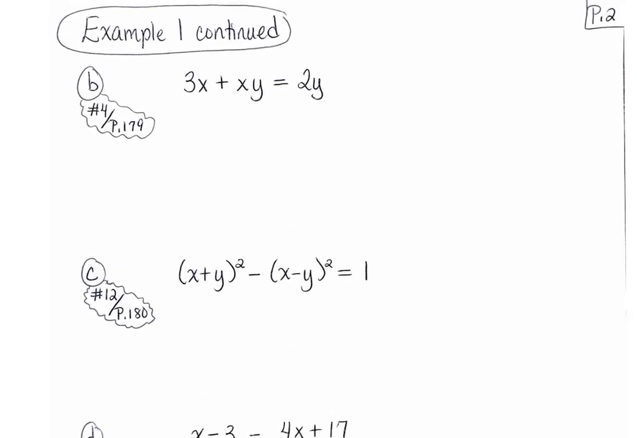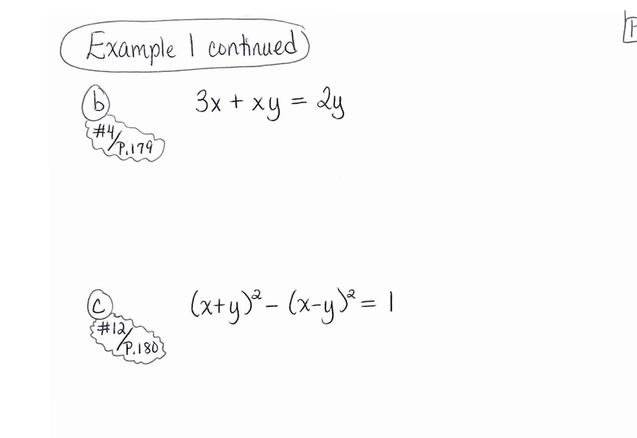B. We have 3x plus xy equals 2y. Is that a line? No. No, absolutely not. You are correct. No. Why? Why is it not a line? Because there's an xy. You got it.